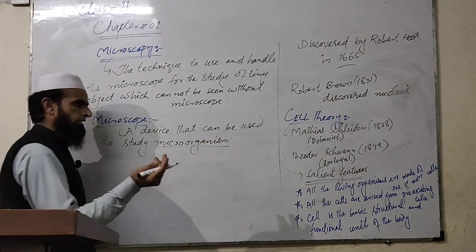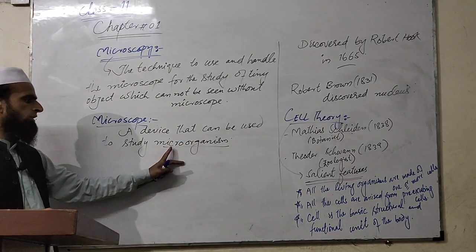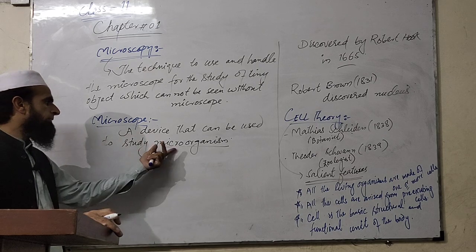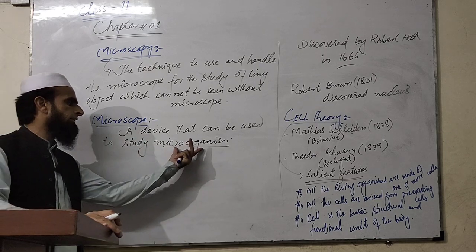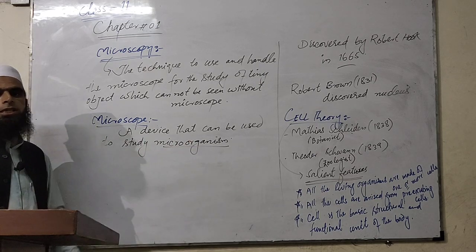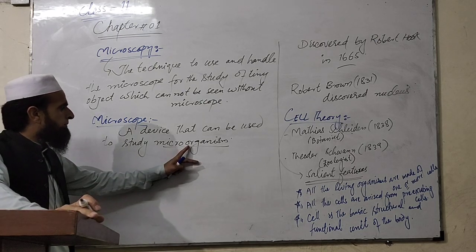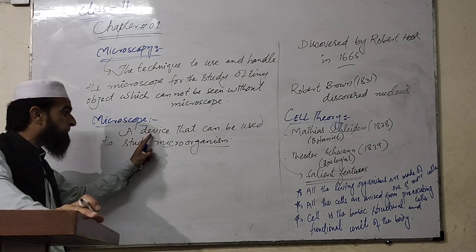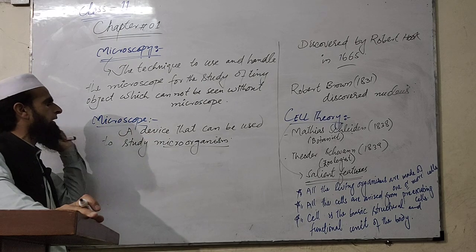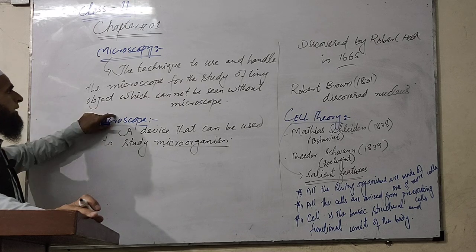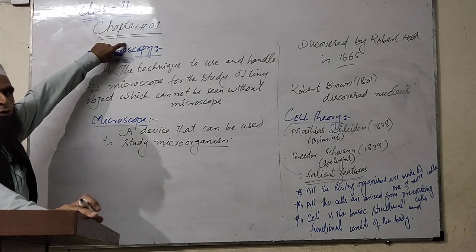And the word microorganism must be clear to you people. Those organisms which are very small, which cannot be seen with the naked eye, which can only be seen with the help of a microscope, those are called microorganisms. For example, bacteria, virus and small fungi, etc. So those microorganisms can only be seen with the help of a special kind of device, and that device is called a microscope. And the use, handling and utilization of the microscope is called microscopy.